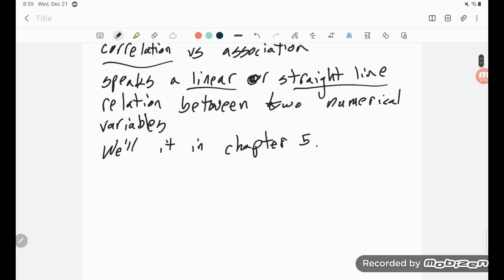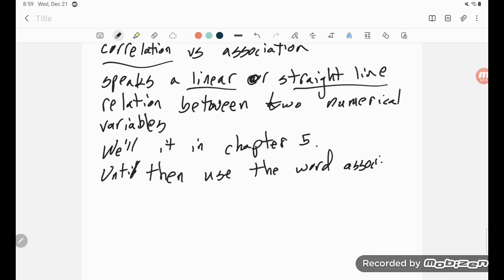Okay, so until then, use the word association. Because if you use the word correlation, I would say most likely in the first 4 chapters of the book, you're wrong. Now, some things we'll look at would actually have a good correlation, but typically we're talking association.